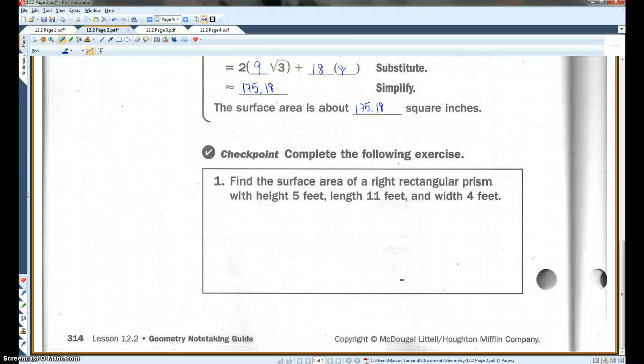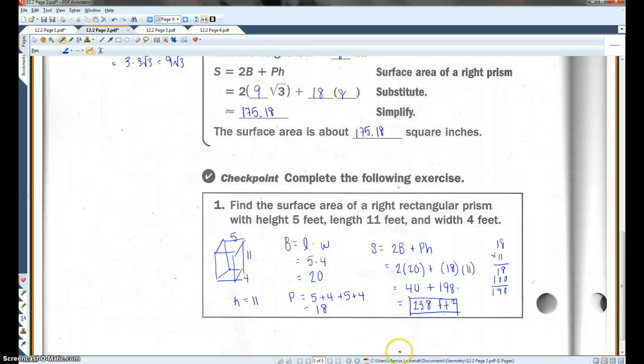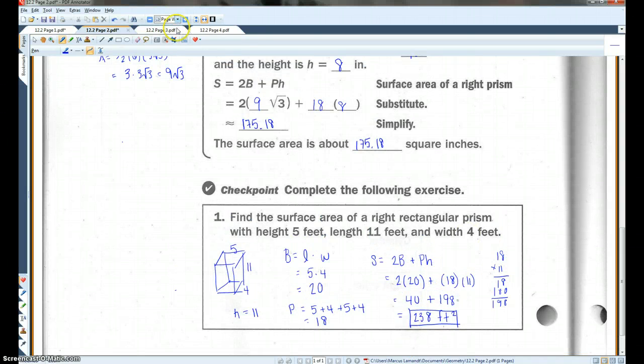Okay. Complete the following exercise. Find the surface area of a right rectangular prism with height 5 feet, length 11 feet, and width 4 feet. Go ahead and pause the video here and try this one out for yourself, and then hit play when you're ready for the solution. Alright, this is the answer you should have gotten. Okay, let's go on to page 3.